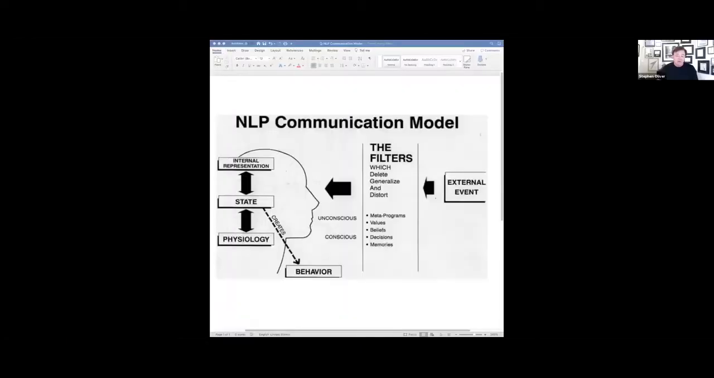Let's see, share screen. Let's see if I get the right one shared. Let's start with this, which is a pretty good graphic to begin with. Can everybody see that okay? Did that screen share fine? It says NLP communication model. Great. So let's start with this.